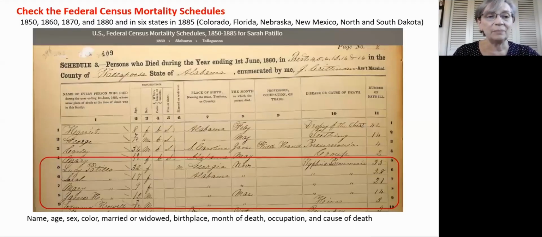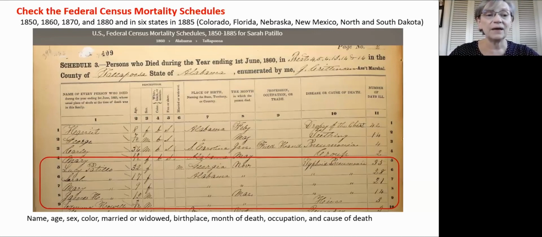This is a different type of record that you should take a look at if you are researching families from the United States. The federal census included a mortality schedule from 1850, 1860, 1870, and 1880. And there are 6 states that also included a mortality schedule in 1885. Those are Colorado, Florida, Nebraska, New Mexico, and North and South Dakota.